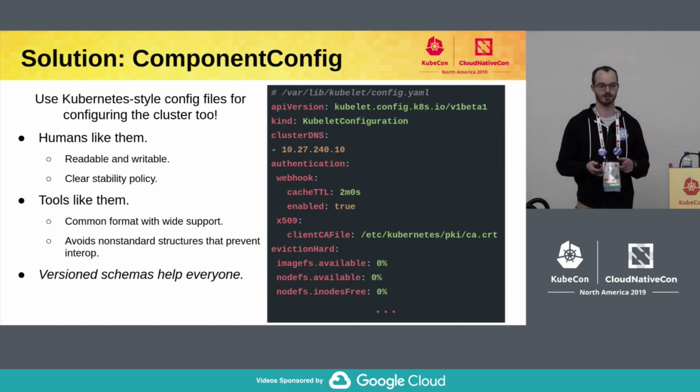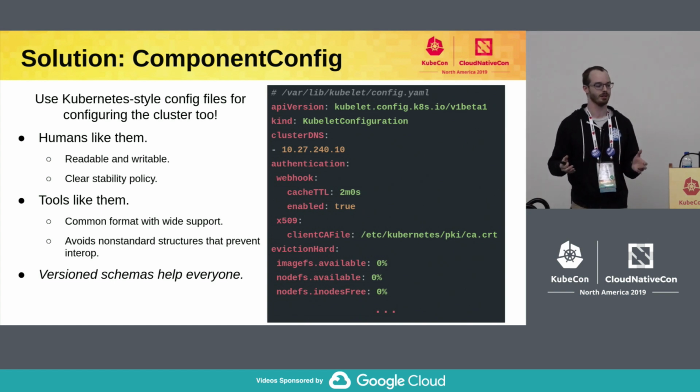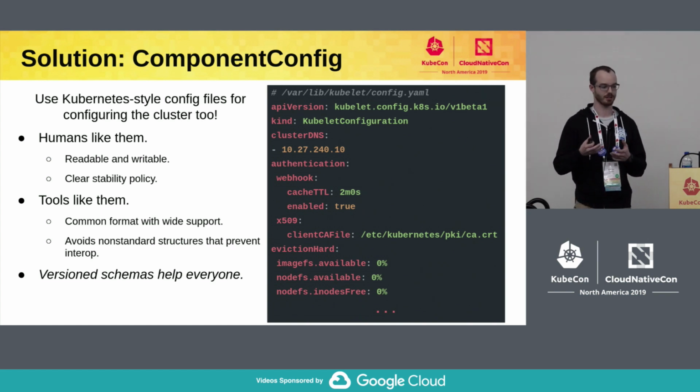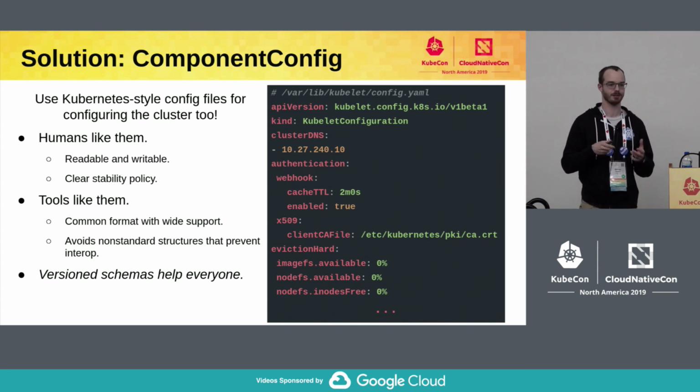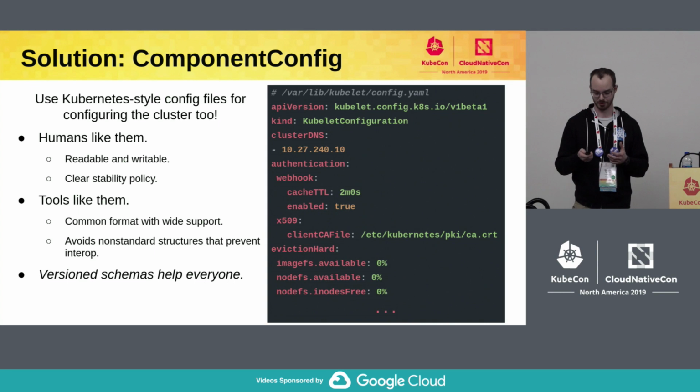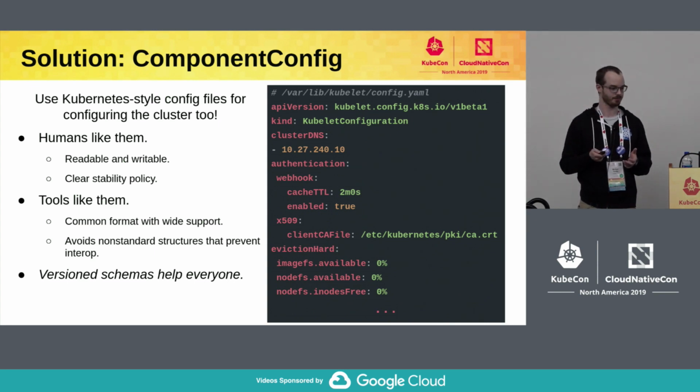And tools like them because YAML is a common format with wide support. The API version and kind and other API machinery characteristics in Kubernetes are supported by a lot of Kubernetes-centric tools like Kustomize and Helm. And so by avoiding all these non-standard structures in command lines, we stop preventing interoperation and start enabling it. So these versioned schemas really help everyone.